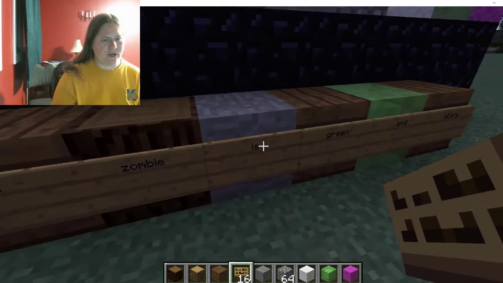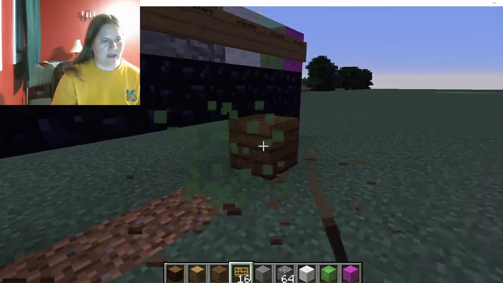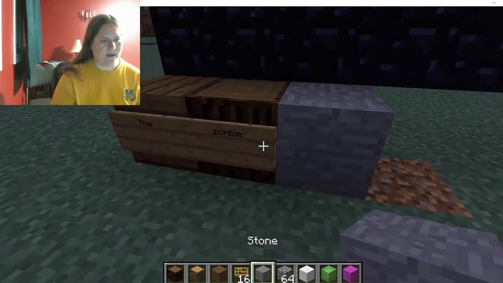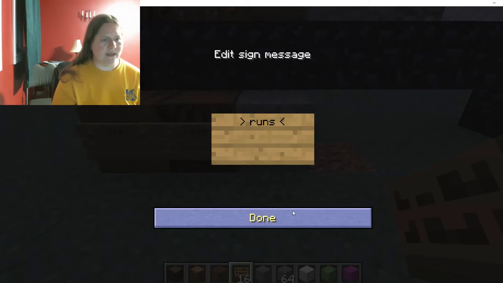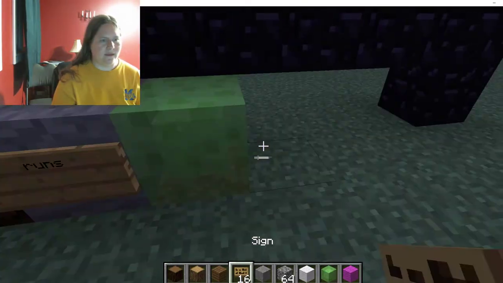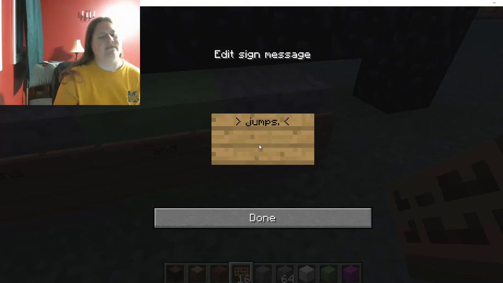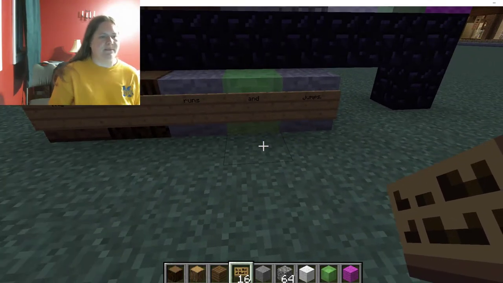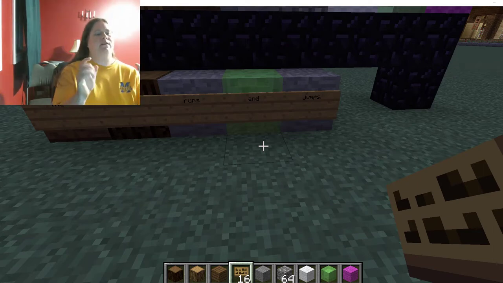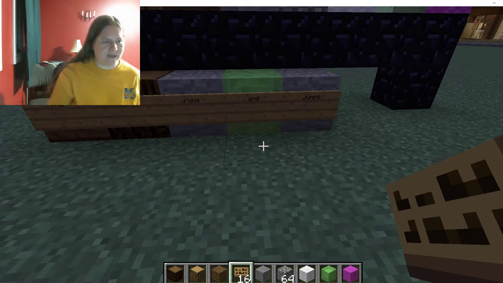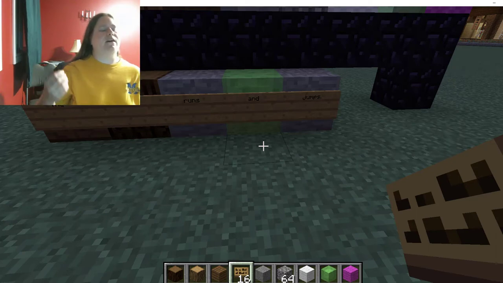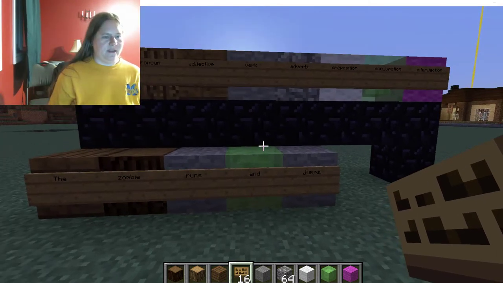Now, let's try something different. The zombie runs and jumps. Okay, the zombie runs and jumps. Again, I am joining with that conjunction two things. What type of things am I joining together? I am joining two verbs. I'm using stones to represent them because that's what I use for verbs. I'm joining two stones together. The zombie runs and jumps.